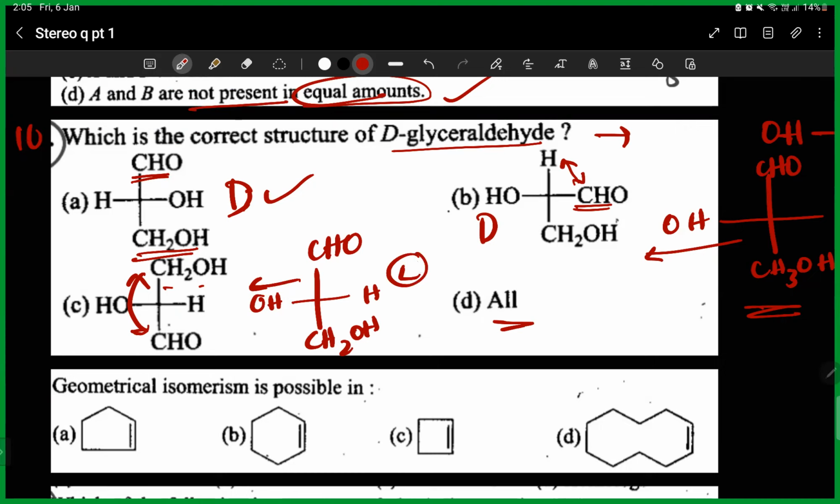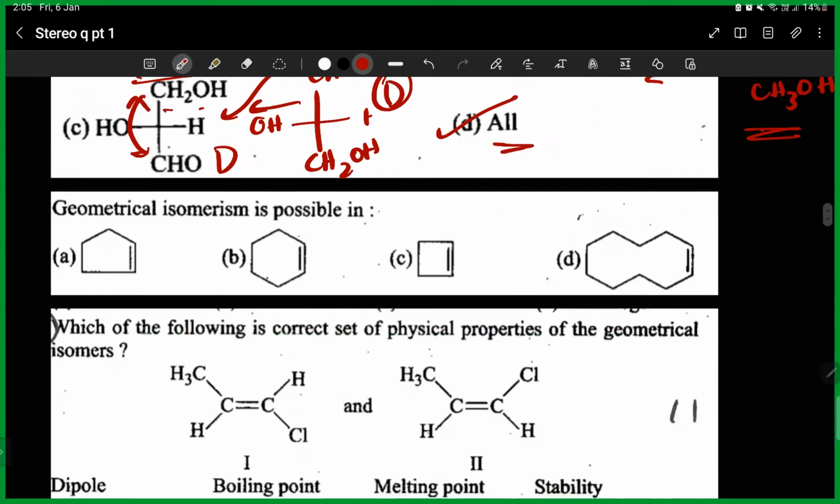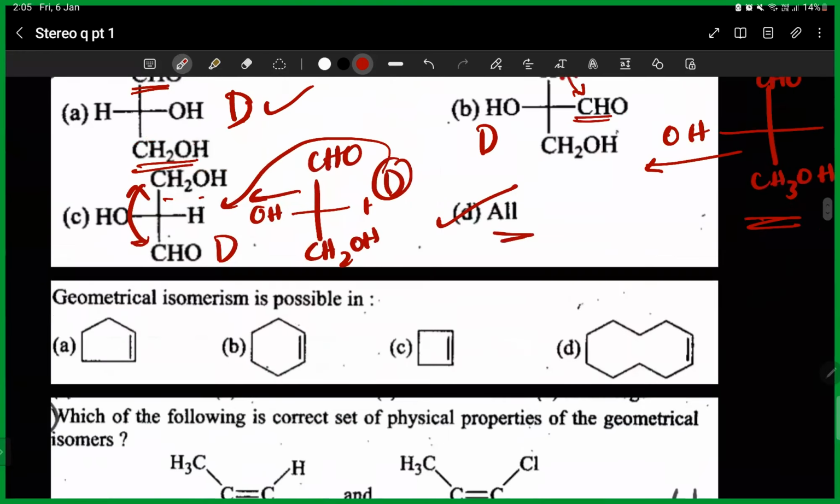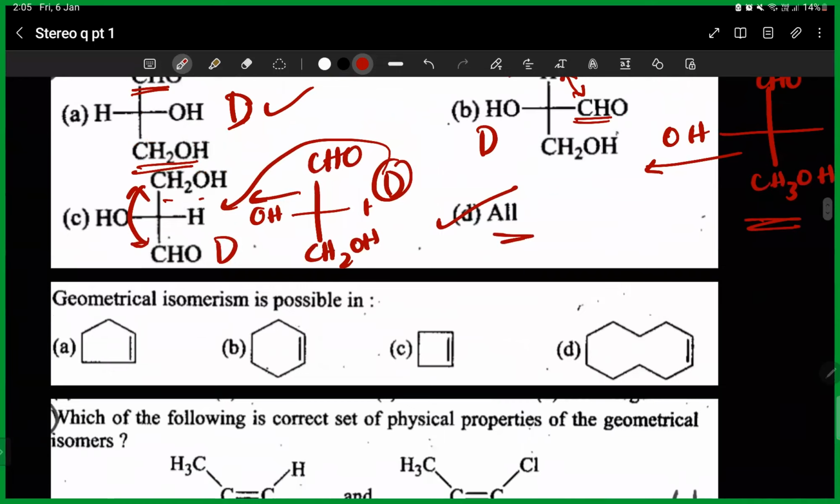But you did a two group exchange an odd number of times. You have to write the opposite. So this compound will be D. So all are D, all are D-glyceraldehydes. There is a biomolecule answer also for this, but when we are discussing stereoisomerism, all will be D.